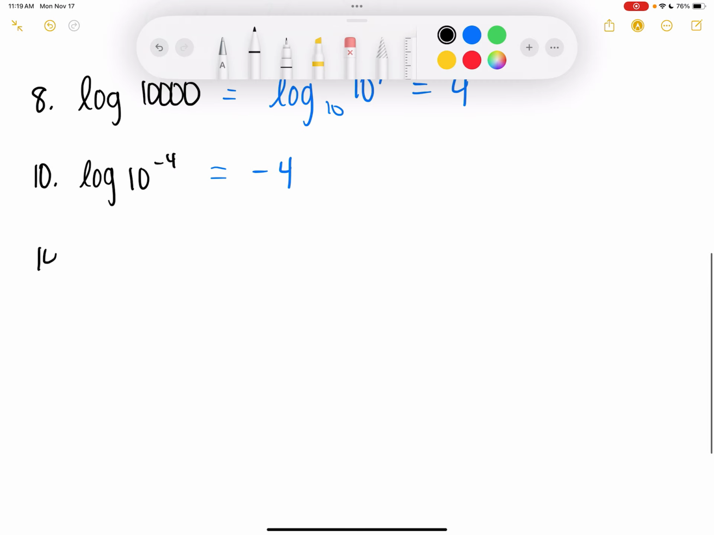14. ln of e to the negative 4. What base is this log? Natural log. Okay, it's a natural log, so that means it's base e. So what is this equal to? Negative 4. Yep. Log base e of e to the negative 4. Stuff cancels out until we get negative 4.